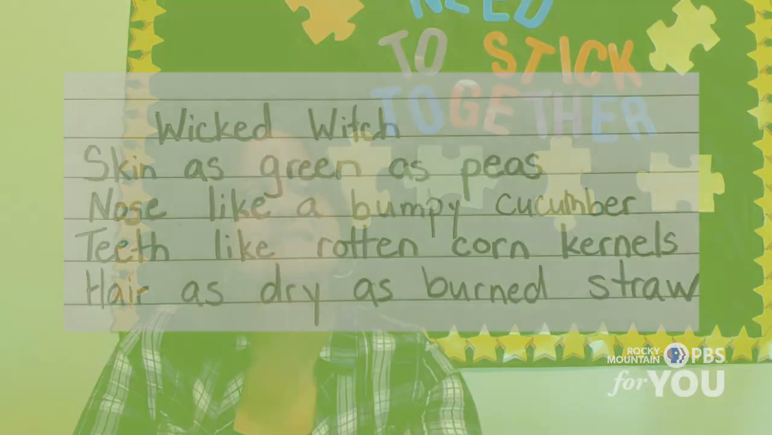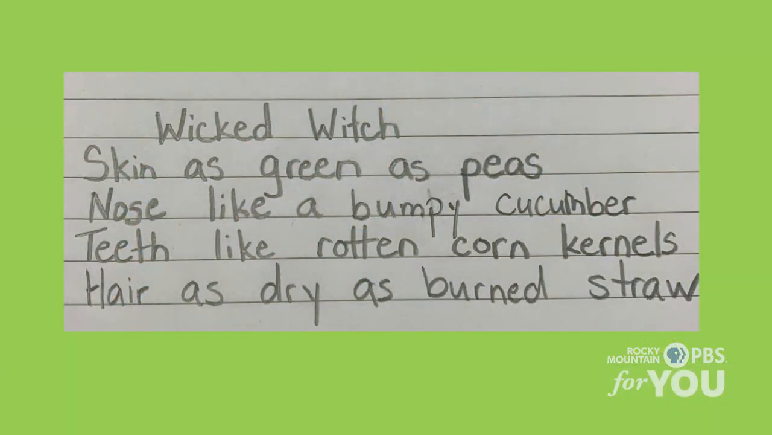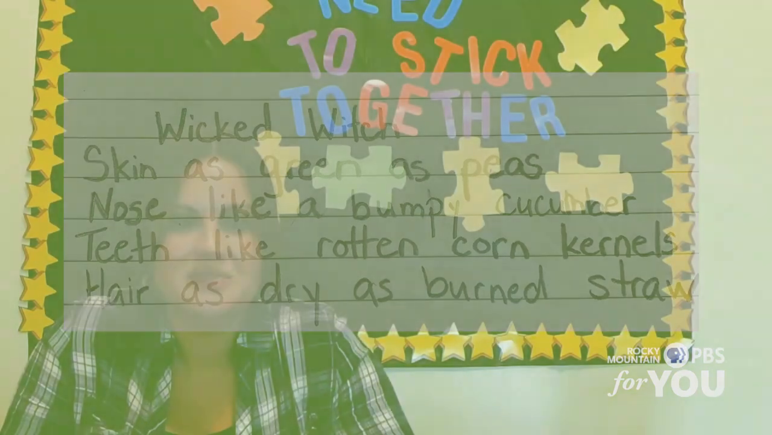Or my son Bodhi, who is only 3, loves Halloween. It's one of his favorite things to talk about, Halloween and all of the decorations that come up around Halloween. And so he might get a kick out of a poem that you could write about a wicked witch. And you could say something like, skin as green as peas, nose like a bumpy cucumber, teeth like rotten corn kernels, hair as dry as burned straw. Okay, can you picture this ugly, wicked witch in this poem?